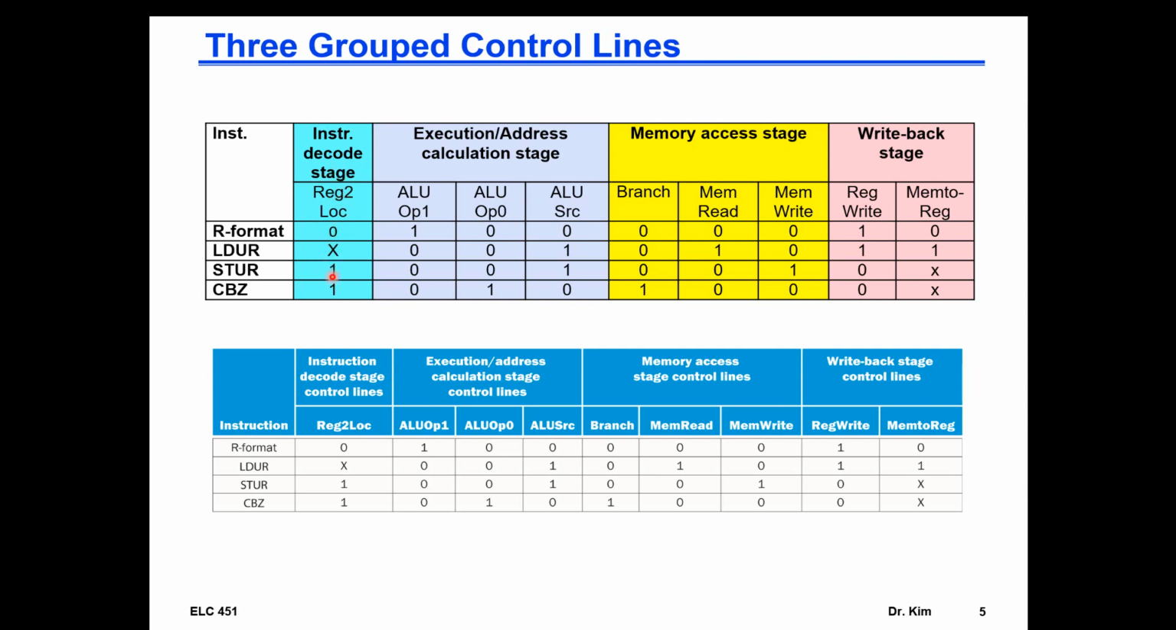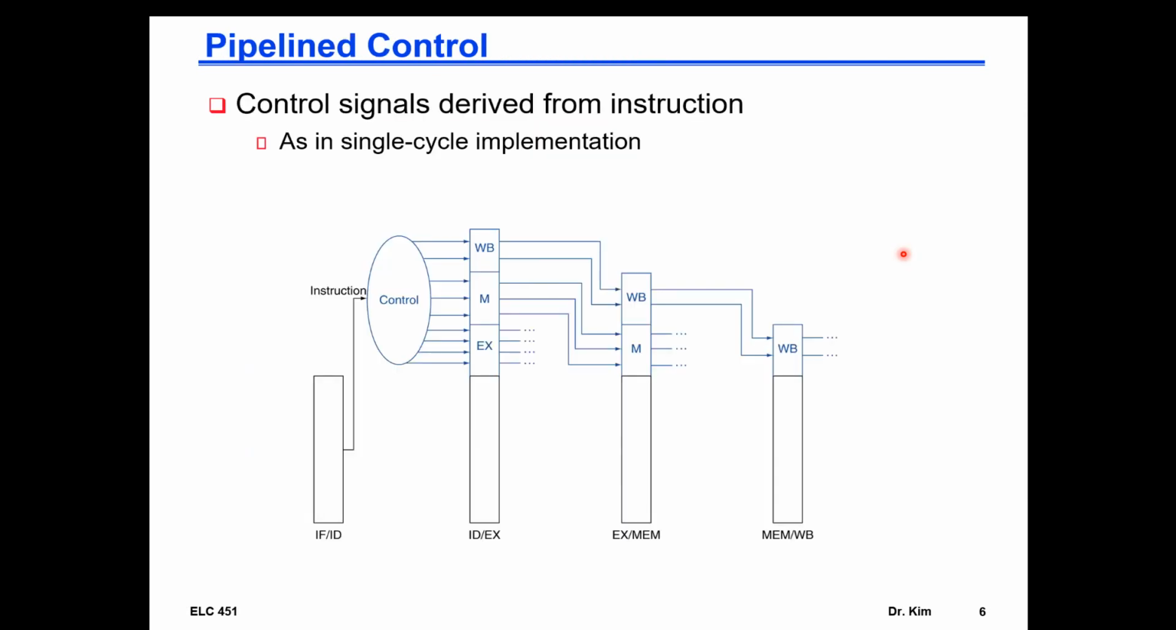This is the same truth table that we had for the main controller. So here we're going to be generating these data steering signals for the instruction decode stage. These are the ones that go to the execution stage. This one goes to the memory stage, and this one goes to the write back stage, the last stage. But it's the same logic. They're both combinational logic blocks or truth tables.